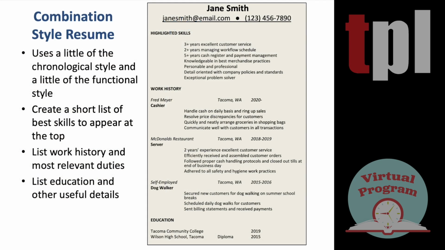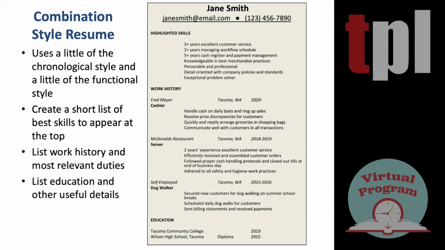We're taking a look now at something called a combination style resume. This is great because it uses a little of the chronological style and a little of the functional style formats. A person would create a short list of their best skills that they want highlighted at the top of the page. And this is what the reader or hiring manager will see first and will form a great first impression before launching down into what looks like a traditional chronological style resume.